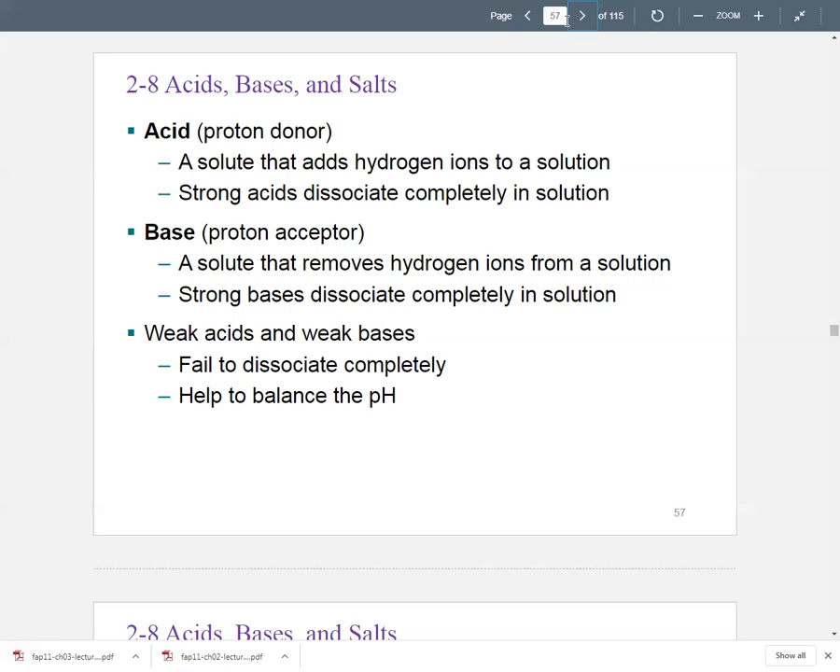So acids are proton donors. They get rid of the hydrogen ions. Bases are proton acceptors. They will take the protons, the hydrogen ions. Weak acids and weak bases do not dissociate completely, and they help to balance the pH. So you may think being weak is bad, but in acids and bases, being weak is good because it helps to balance your pH. You don't want big swings in your pH in your body. You want your pH to stay relatively the same because if it gets too acidic or too basic in your body, your cells can be damaged. So you want ways to keep the pH in the same range.